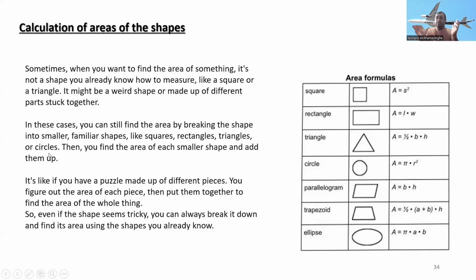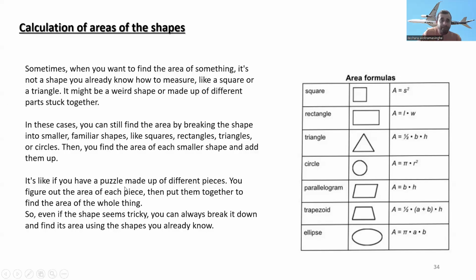If you have a very complicated structure and you want to find the area, you have to divide it into the most familiar shapes like squares, rectangles, triangles, and circles. Then you find the area of each shape and add them together. Then you can find the total area of this complex structure.